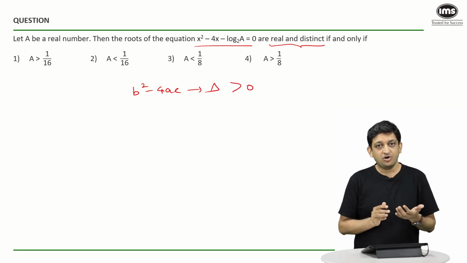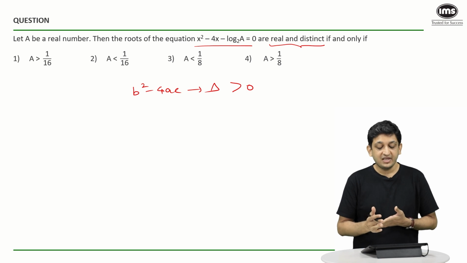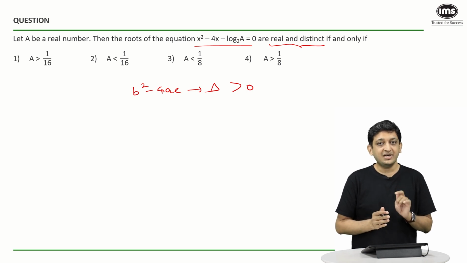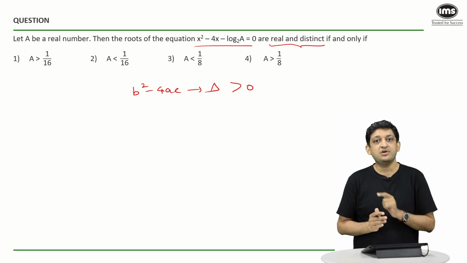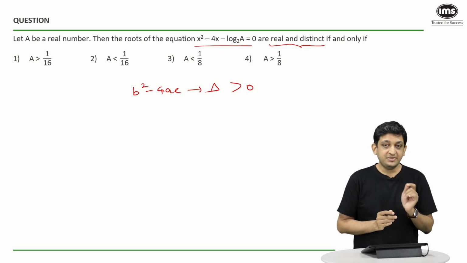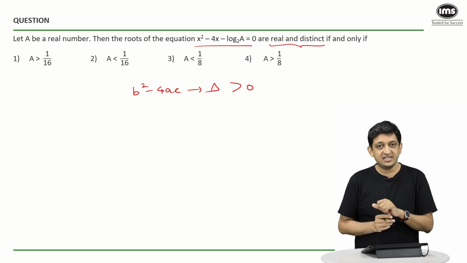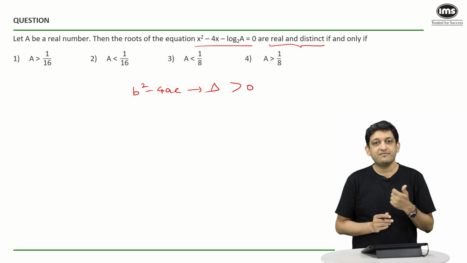If it is less than 0, then you will get complex roots. If it is equal to 0, then you are going to get real roots, yes, but the roots will be equal in nature. But in this case, b square minus 4ac has to be greater than 0 because the roots have to be real, they have to be distinct.